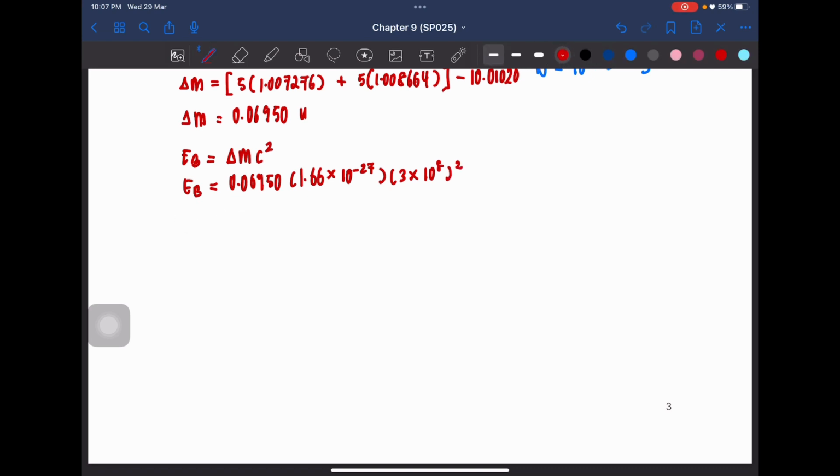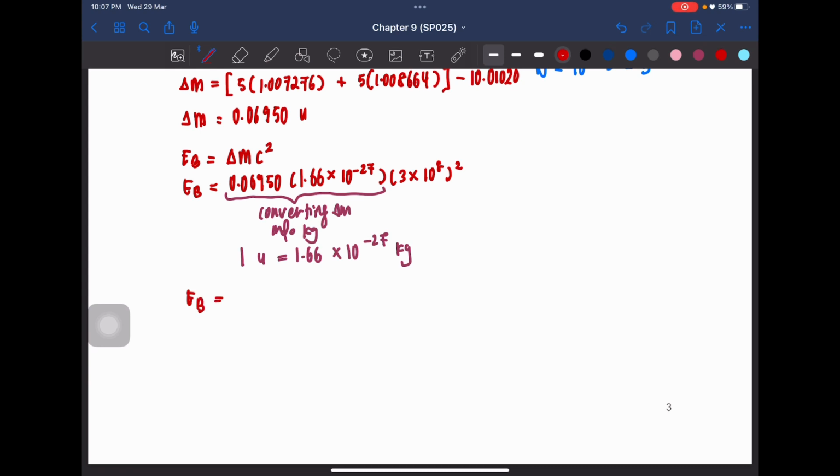Okay, let me just write something here just so that you can remember. So this one here is converting delta M into kilogram. Sebab 1U is equal to 1.66 times 10 to the power of negative 27 kilogram. Kita mau dia dalam joule. So semua mesti dalam SI unit lah. So this will then equal to 1.04 times 10 to the power of negative 11 joule. Right, so dapat sudah binding energy.